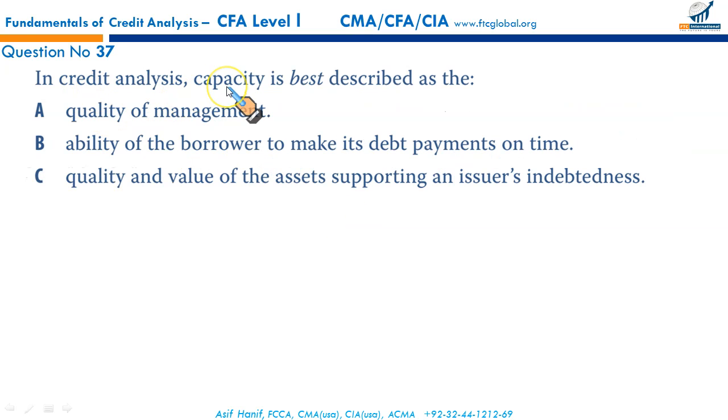In credit analysis, capacity is best described as the quality of management, that is character, ability of the borrower to make its debt payments on time, that is capacity, quality and value of the assets supporting an issuer's indebtedness appears to be the correct option, but B puts things exactly in the perfect order, and that's what we call capacity. Maybe you have good quality assets and large assets, but they are not liquid. They are not able to generate returns. So that puts a question mark on capacity. B is the perfect answer.